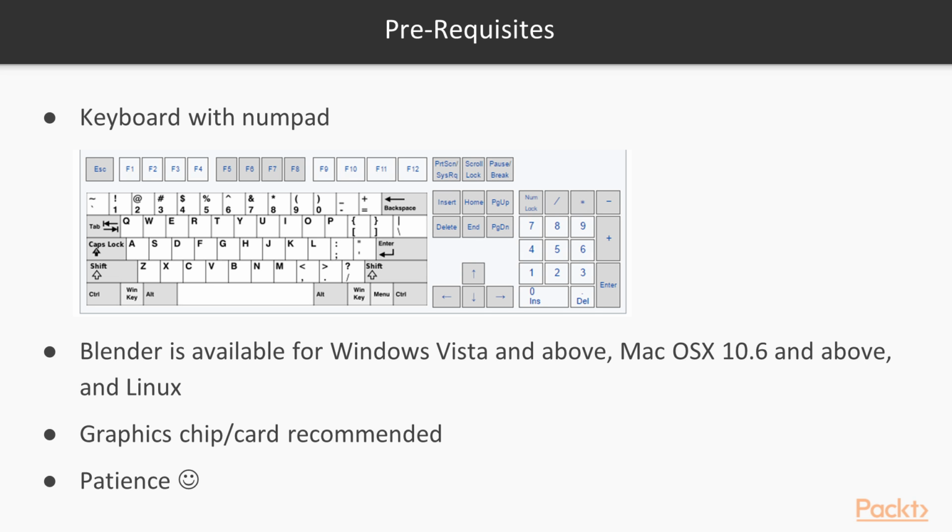To use Blender, you will need an operating system of Windows Vista or above, Mac OS X 10.6 or higher, or Linux. For this course, I will be using the latest edition of Windows 10, however Blender should remain consistent across all platforms. To make graphical rendering faster, it is recommended that your computer contains a graphics card or graphics chip. However, again, this is not required.